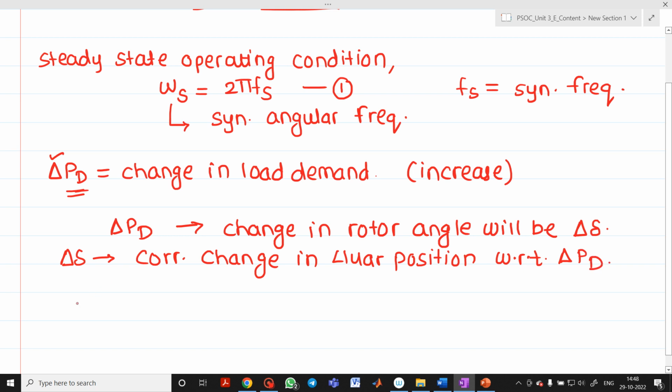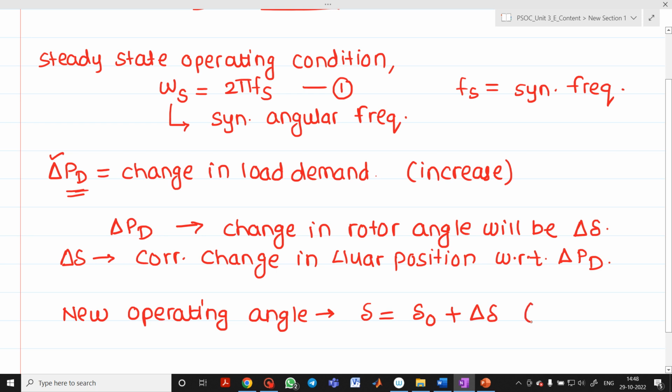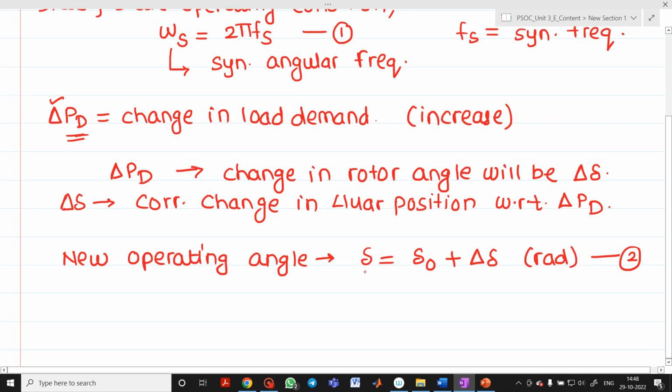So how can we write a new operating angle? I can write it here. Let's say our new operating angle, I will represent this as delta, will be equal to delta 0 plus delta delta. It is in radian. So consider this as equation number 2. Now what is this? This delta is nothing but the new operating angle. Delta 0 is nothing but the initial load angle.